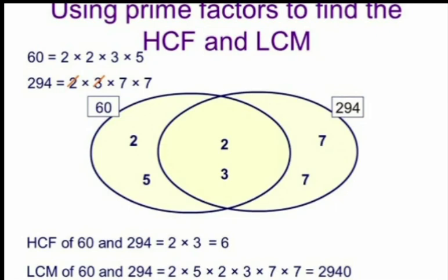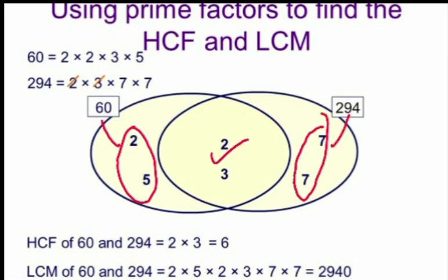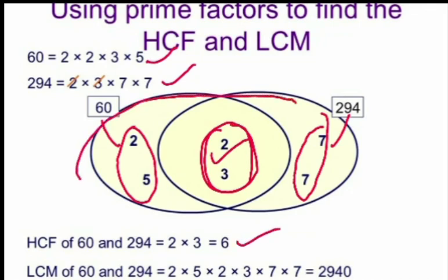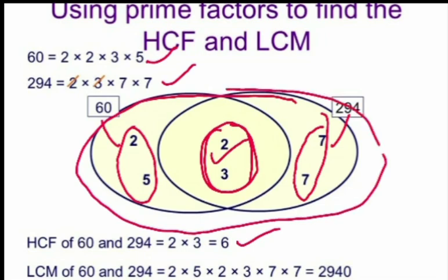Now we consider two numbers 60 and 294. The common factors are noted down here, and these are some other factors for 60, and these are additional factors for 294. So we note down the factors. So this part gives HCF, and the product of all these numbers gives LCM.